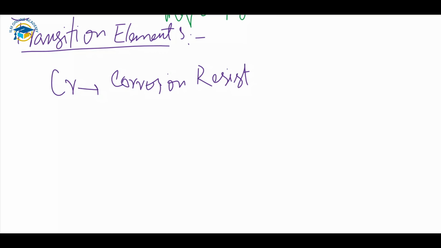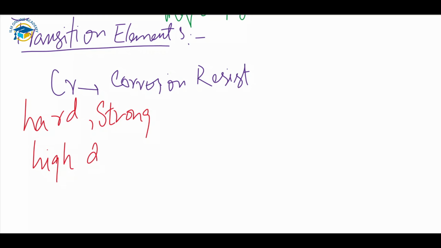Many of the compounds of the transition metals are colored, and when dissolved, they give colored solutions. Now we'll talk about the general features or general properties. Mostly the general properties include that they are hard and strong, so we can use them at various stages. They have high density. As they are hard and strong, they are much denser as compared to the other elements of our periodic table.